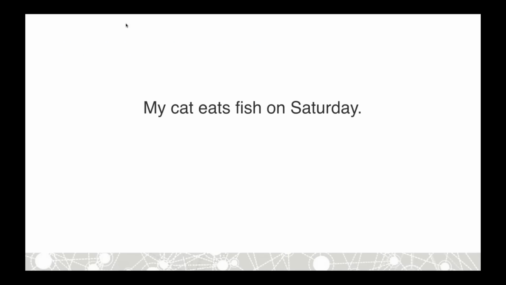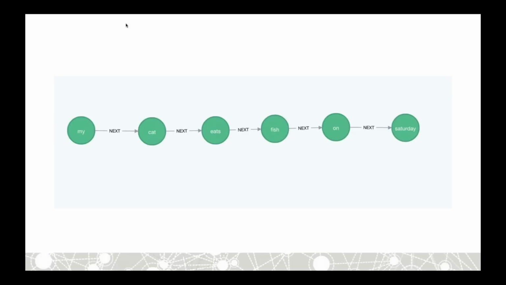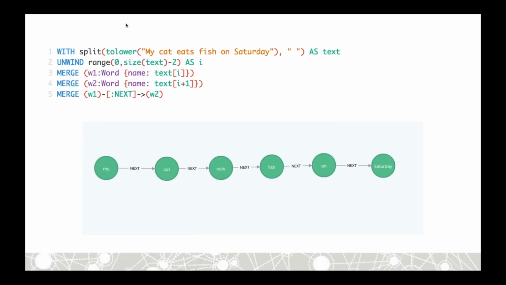So if we have the sentence, "my cat eats fish on Saturday," how can we build our text adjacency graph with this? Well, this is what we want to end up with: a node for each word with these next relationships connecting them. How can we do that in Cypher? Well, we can do something like this.